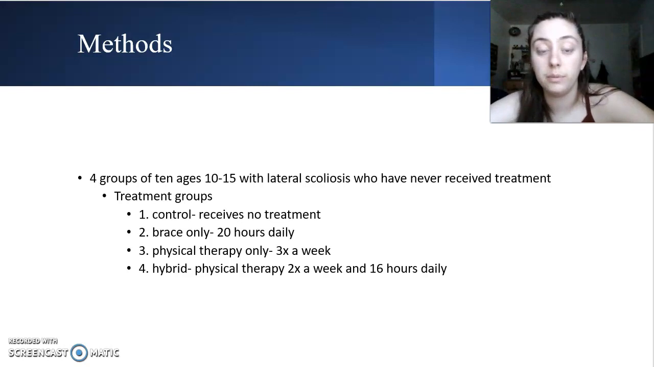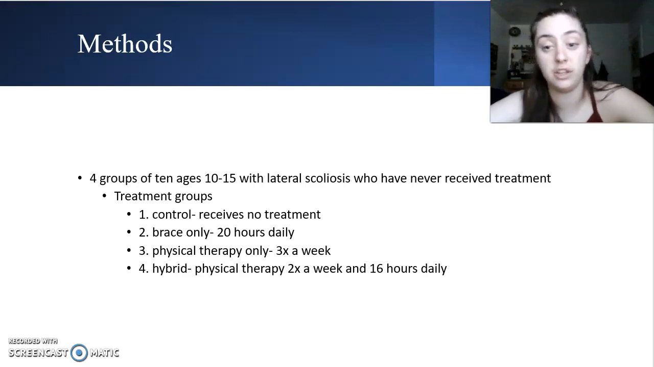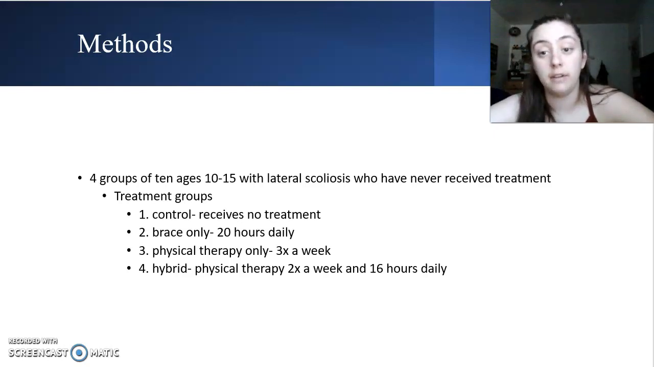We would have 4 groups. Each of the groups would have 10 individuals from ages 10 to 15 with lateral scoliosis, so the S-shaped curvature that we saw previously. And another stipulation is that they could never have received treatment prior to this. The first group will be a control group, so there will be no treatment given. We'll just be measuring how their curvature changes over the span of a month.